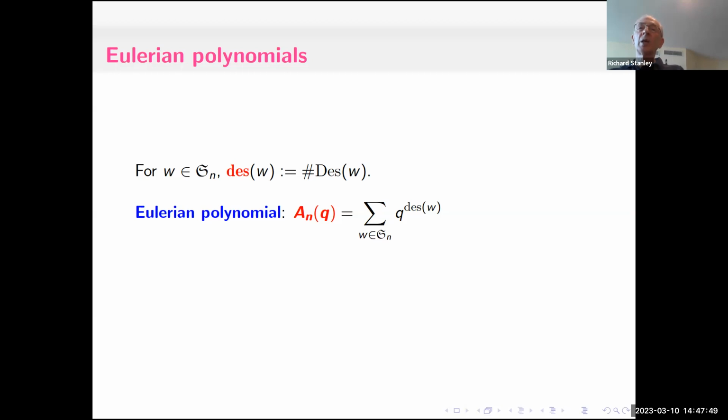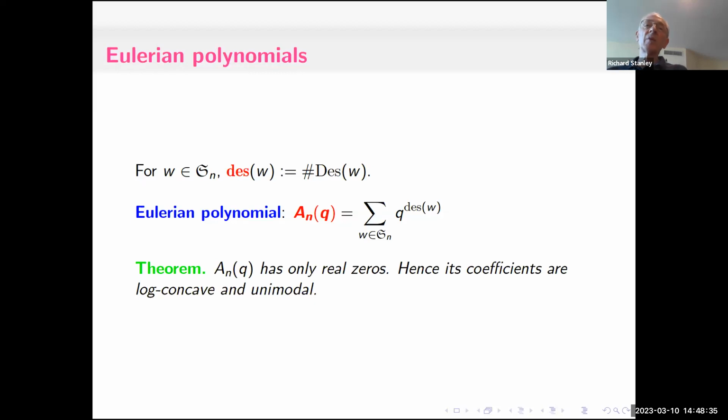I'll remind you of the combinatorial definition of the Eulerian polynomials. For any permutation w in Sn, des w is the number of descents of w, the cardinality of the descent set. The Eulerian polynomial An of q is the sum over all w in Sn of q to the des w, the generating function for permutations in Sn according to the number of descents. But sometimes you'll see another +1 in this exponent. If we're here, we might as well forget this extra +1.